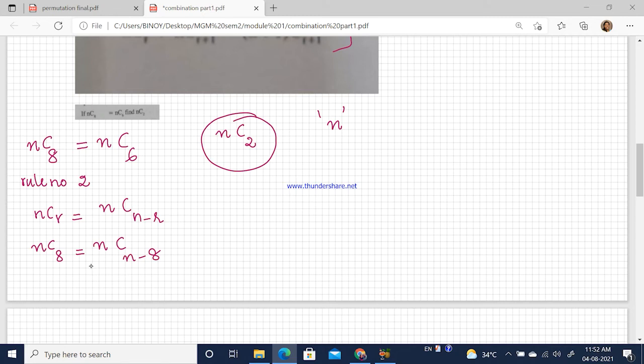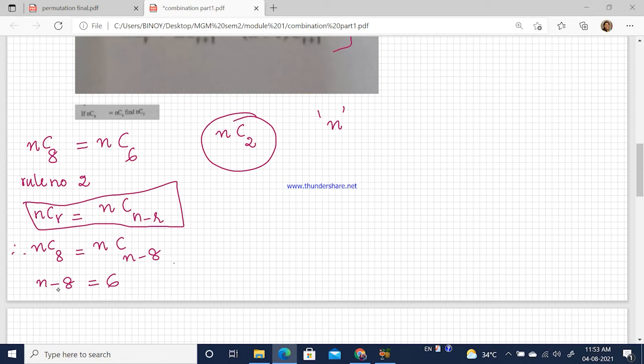NC8 means it is nothing but NCN minus 8. So we say that N minus 8 is equal to 6. From the rule, it says that NCR is equal to NC(N minus R). Therefore, NC8 means it is NC(N minus 8). We can rewrite NC8 as NC(N minus 8).